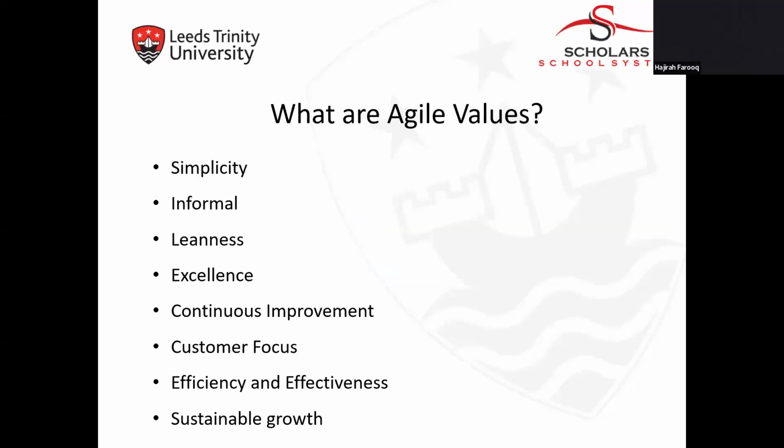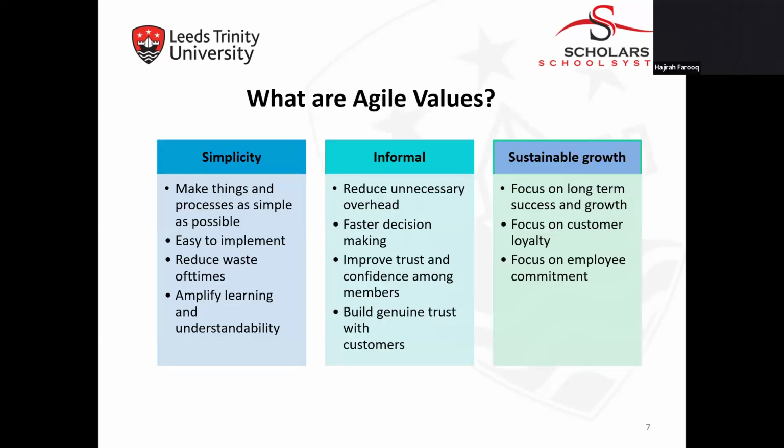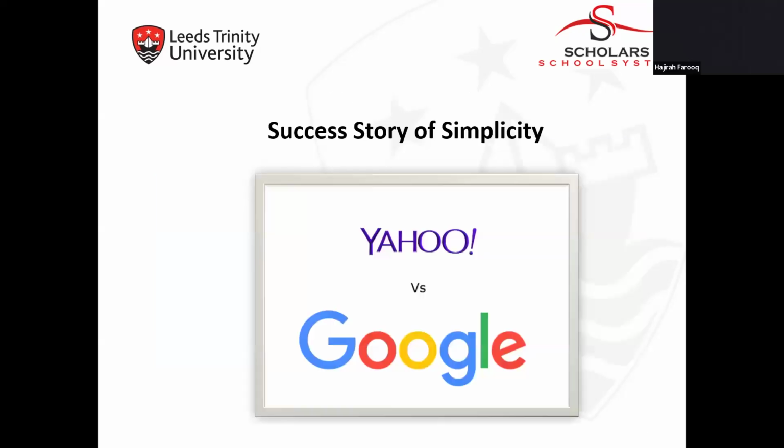So there are some agile values that we also discussed. Simplicity, informalness, leanness, excellence, continuous improvement, customer focus, efficiency, and effectiveness, as well as sustainable growth. These are some of the agile values that we follow. Then we further explained these agile values as well.